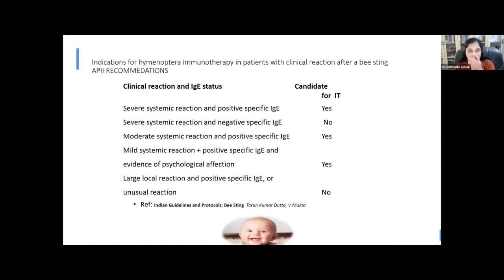The indications for immunotherapy with clinical reaction, as given by the Indian guidelines, are severe systemic reaction with positive specific IgE. If you don't have IgE, you will not start. So you need to have a good history of severe systemic reaction and demonstrate the positive specific IgE. And you will go for immunotherapy in mild reactions when there is evidence of psychological affection or the lifestyle is predominantly affected due to the same.